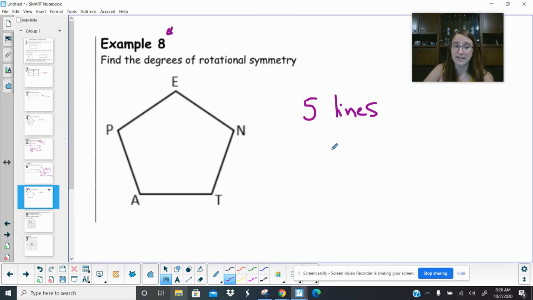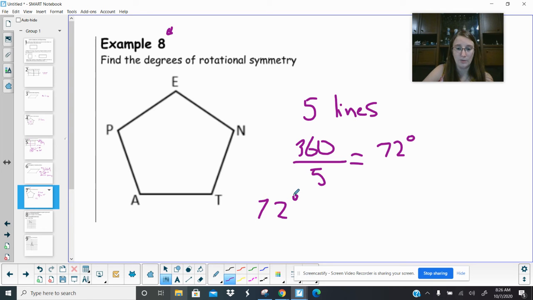So what we do is, again, we're going to take 360 and divide by 5. Go ahead and take a moment to do that. I can do it myself. 360 divided by 5 is 72 degrees. Now, again, here's how we list our answers, though.